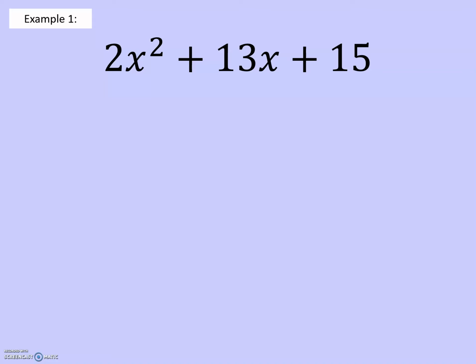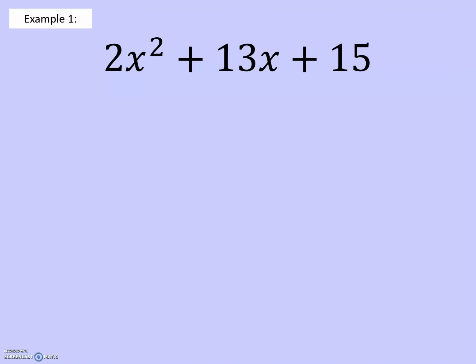In this example, the leading coefficient is 2. And since 2 is not a GCF here, you might have used guess and check to factor it in the past. Now, once you understand the number sense behind guess and check, there's actually a quicker way to factor this. We call it the fraction method. Let's do this first example together.